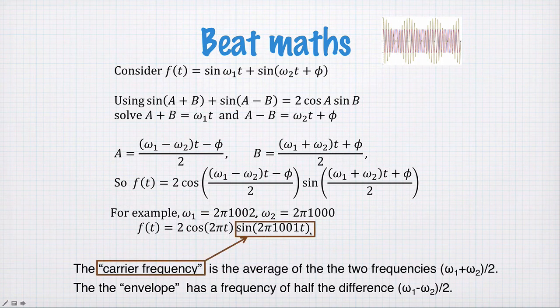The fast one is called the carrier frequency, so that's the average of the two frequencies, and the slow one is called the envelope frequency. You might hear this sort of terminology when you talk about radio transmissions. The envelope frequency, by the way, is also sometimes called the modulation frequency. In AM radio transmission, the carrier frequency is the frequency you tune your radio dial to.